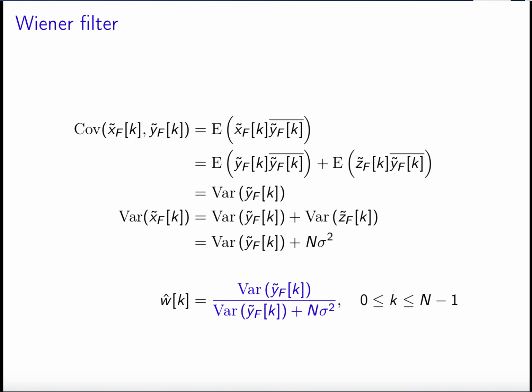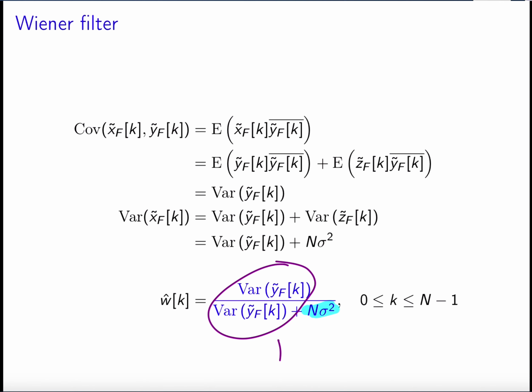A good sanity check in this kind of problem is always to see what happens if you have no noise or if the noise is very large. So if we have no noise, this is 0. So this whole thing is equal to what? Think about it on your own. It's going to be equal to 1, which means if there's no noise, leave the signal alone. You're just going to apply this weight to the DFT coefficients. You're going to leave it alone.